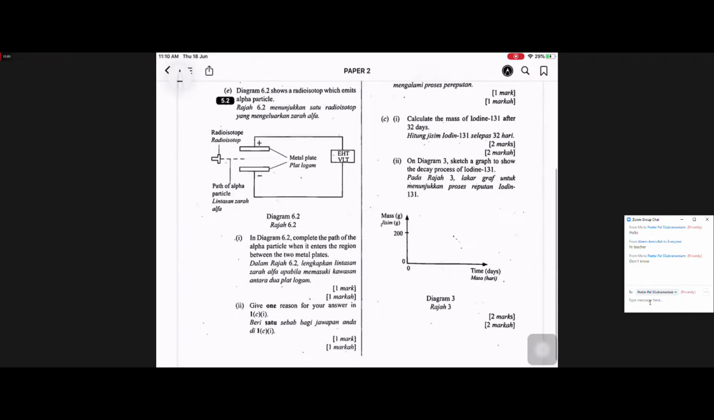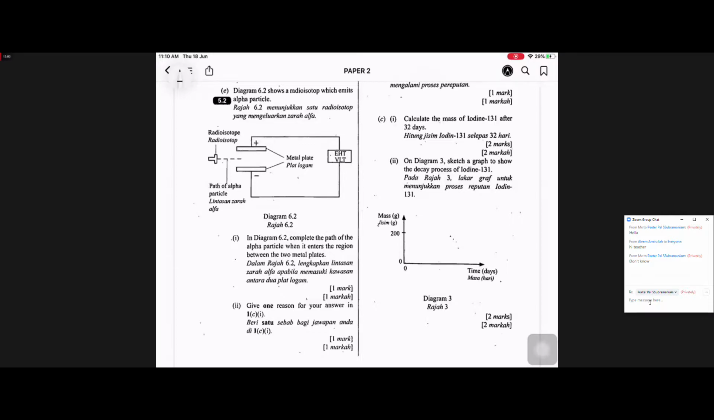Diagram 6.2 shows a radioisotope which emits an alpha particle. In diagram 6.2, complete the path of the alpha particle when it enters the region between two metal plates. This is positive and this is negative. We know for sure alpha is positive. So alpha will go this way.